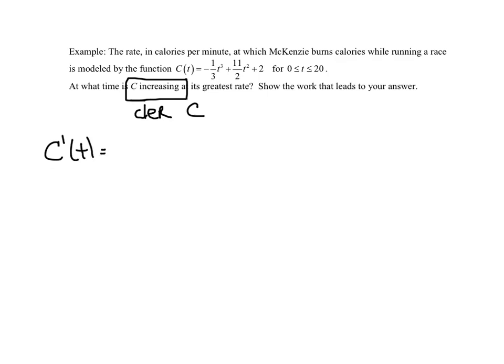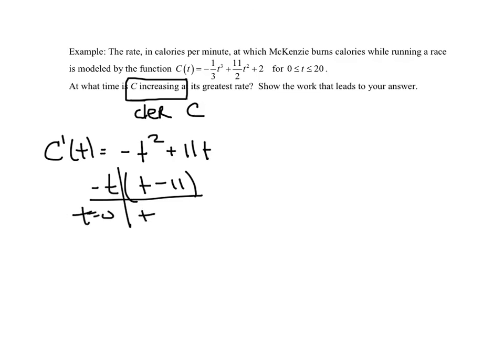All right, real nice and easy. I get negative t squared plus 11t. I can factor out that t. I can factor out a negative t, I guess. And I get t minus 11. So I've got t equals 0 and t equals 11.